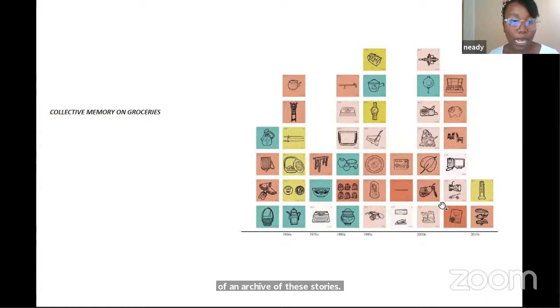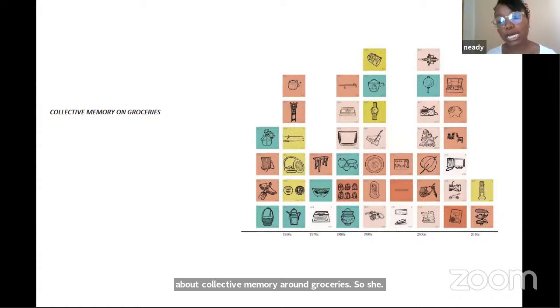Then we had a student from China, and she thought about collective memory around groceries. So she had research looking at how people interacted with buying groceries within different periods of time. So from the 1960s, there was a certain culture of interacting with groceries, and then moving on to the 2010s.